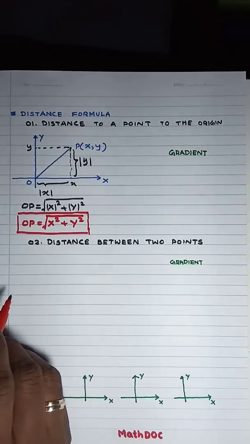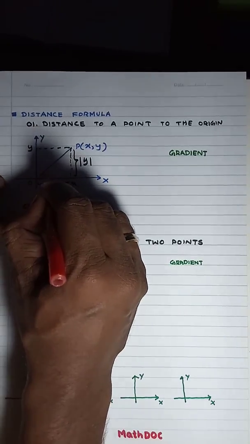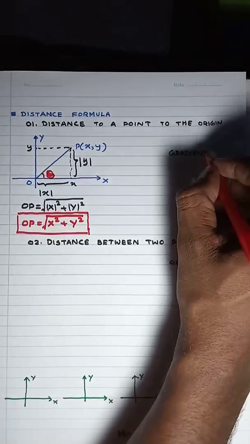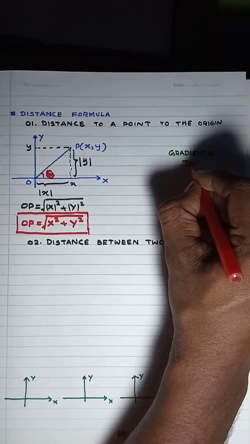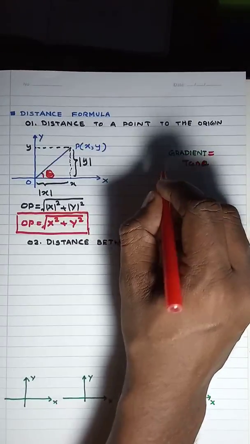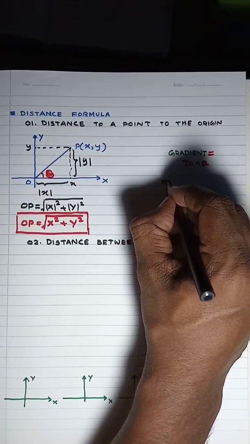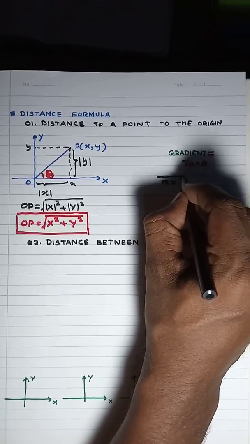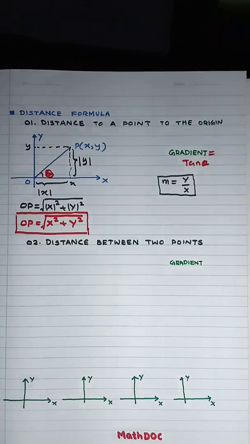Further, a special thing: when you consider the line segment OP, take the angle theta with the positive direction of the x-axis. Then the gradient is tan theta. Therefore the gradient, which we denote by m, equals y divided by x. We call this the gradient, y divided by x.